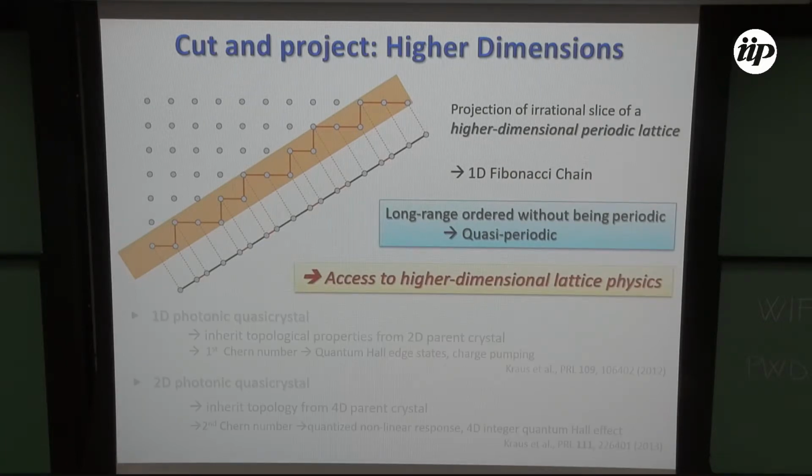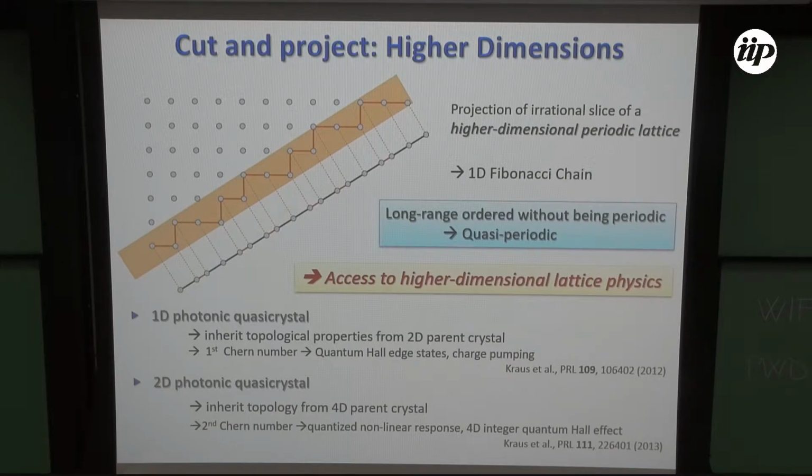And the interesting thing about this is that the structure inherits a lot of properties from this two-dimensional parent. In particular, what they could show in a photonic context, Silberberg's group in Zurich, amongst others, is they could show, for instance, in a 1D photonic quasicrystal, that it's characterized by first Chern numbers because it inherits the topology from the 2D parent. So they have edge states, charge pumping, all of the things that you would expect in the 2D system. They can see it in a 1D system, which is not periodic.